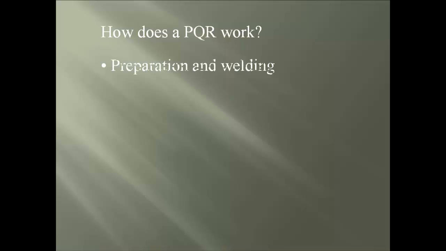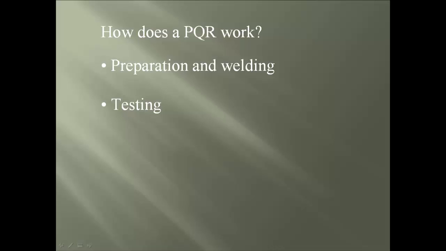Next question is, how does a PQR work? The purpose of the PQR is to demonstrate that the four items just covered will produce a weld joint that meets the applicable code and specification requirements. There are four steps that must be followed to qualify a PQR. First step is the preparation and welding of the weld joint. This joint will represent the size, type, and thickness of material and technique to be welded in production.